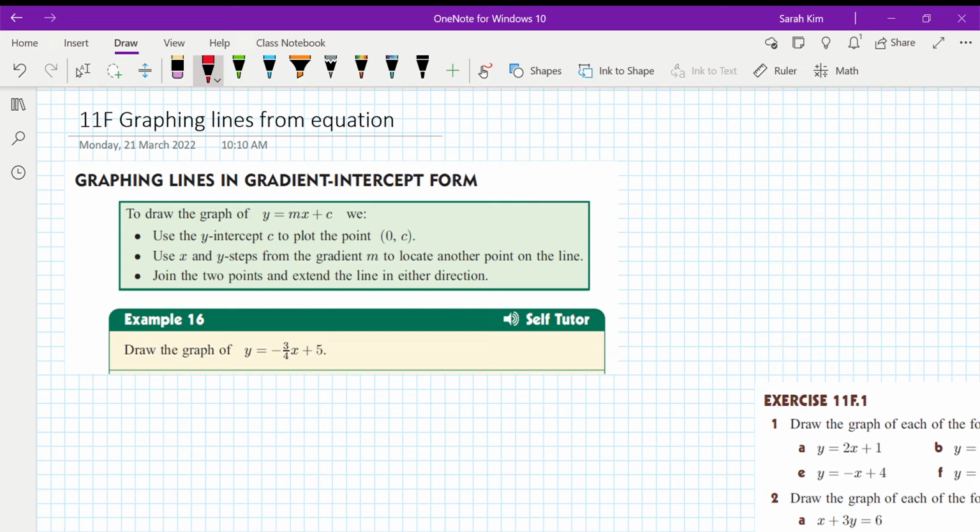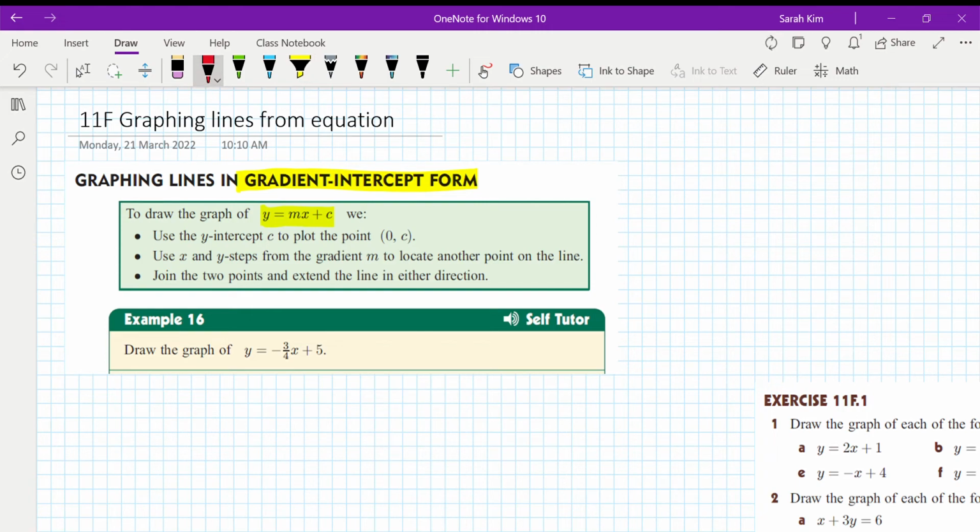Alright, so 11F is about graphing lines from equations. First of all, we're going to have a look at this form, the gradient intercept form. Remember, there's gradient intercept form and there's the general form. So this is the gradient intercept form. Now to draw that, these are the steps you take.